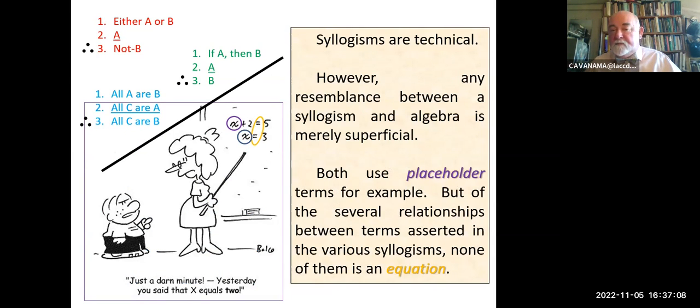Syllogisms are technical. However, any resemblance between a syllogism and algebra is merely superficial. Both use placeholder terms, for example. But notice, in none of our syllogisms is there an equal sign. There's no equation being stated. Even when we're saying that something in one category belongs to another category, we're not saying that those categories are analytically identical.